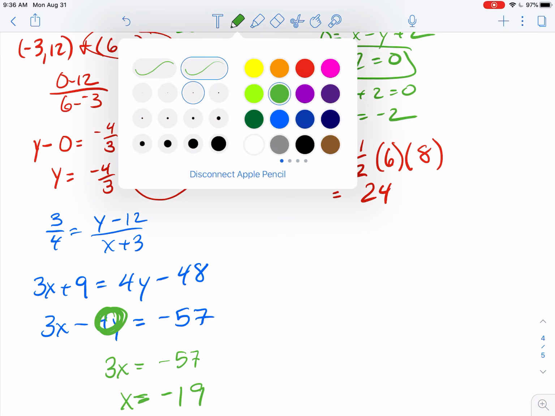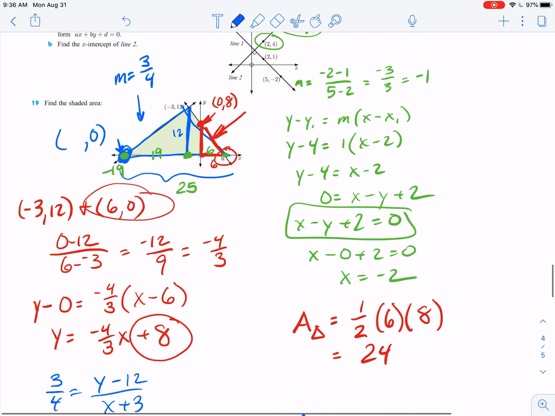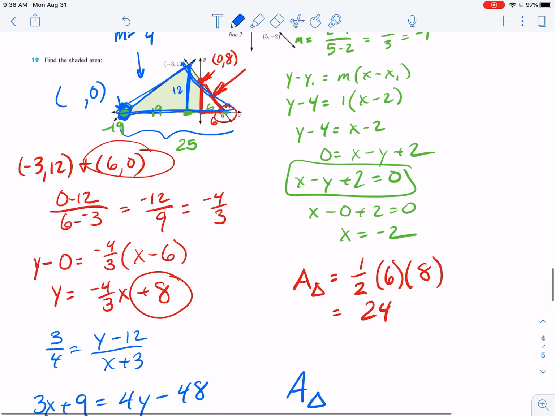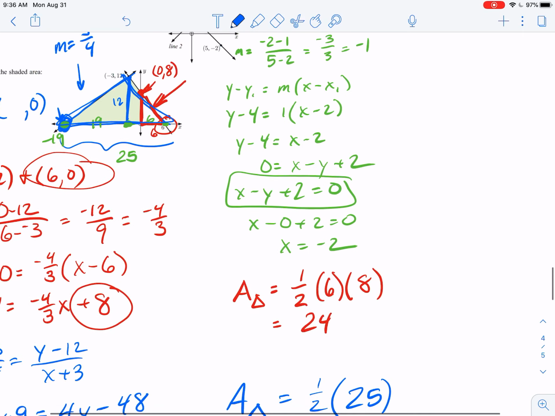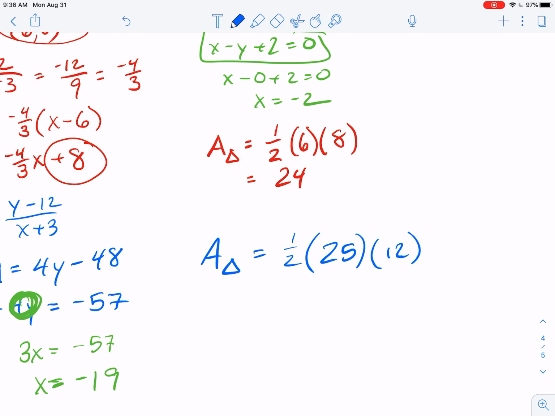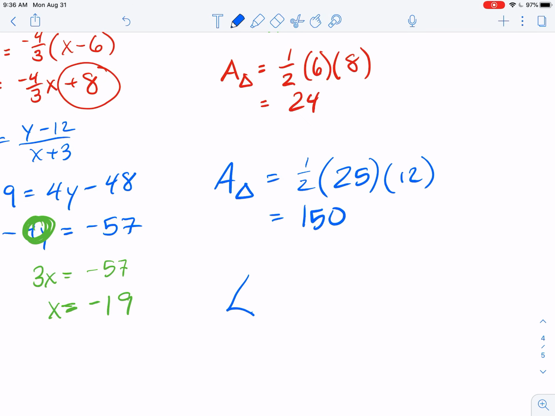Okay, so when we want to find the area of the blue triangle, that's this guy. Ooh, what a mess. This is going to be equal to 1/2. Our base we just said was 25. Our height we just said is 12. 1/2 of 12 is 6. 6 times 25 is 150. So this is equal to 150.